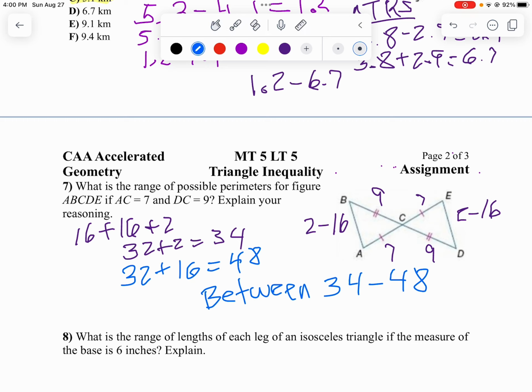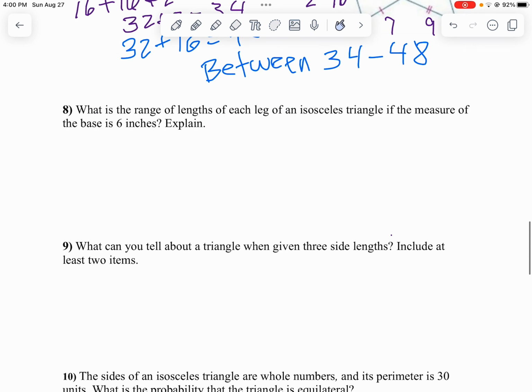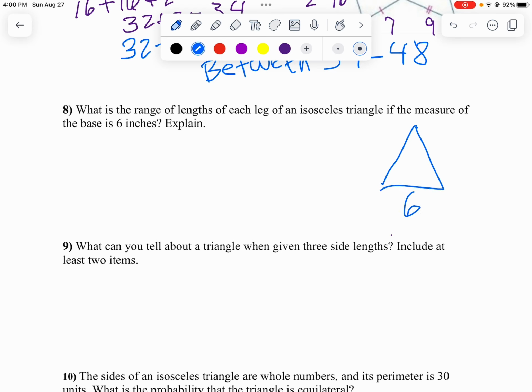Taking a look at number 8, we have an isosceles triangle. So let's draw that out here. So we have this isosceles triangle. We know the base is 6. So what can be the length of the other two sides?